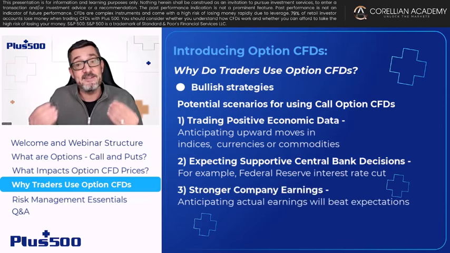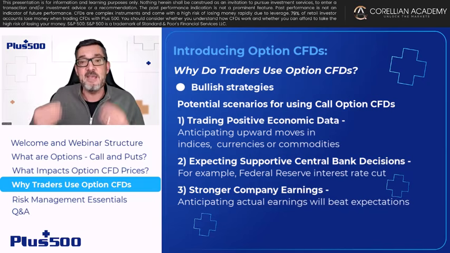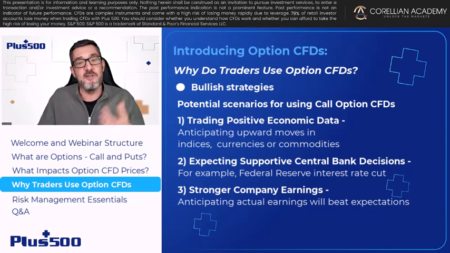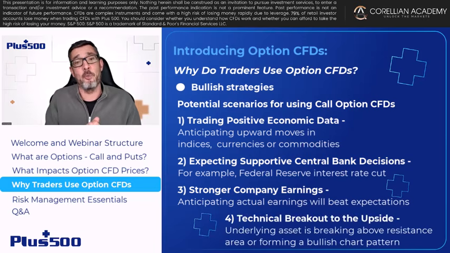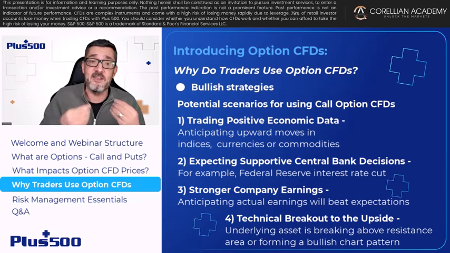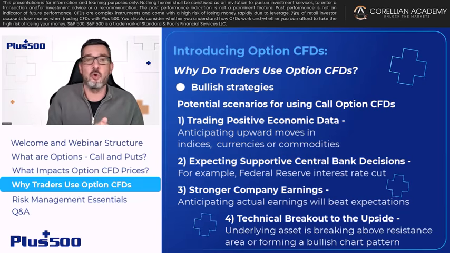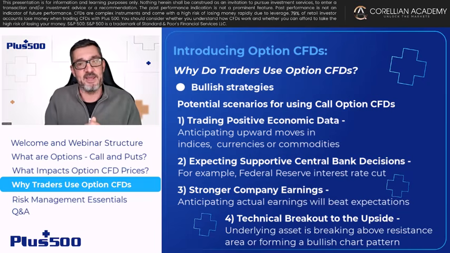Next, number three, anticipating stronger than expected company earnings. If traders believe results will beat expectations, they may buy call option CFDs to benefit from a potential price jump, elevated volatility, a surge in the option's premium. And then finally, number four, trading a technical breakout to the upside. If an asset is breaking above resistance or is forming a bullish pattern, traders may use call option CFDs as a tactical way to participate in breakouts without the full exposure of buying the underlying.